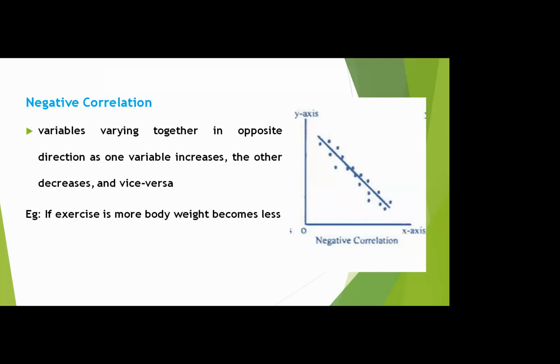If we exercise more, our body weight becomes less, right? In that same sense, if the value of a particular variable is increasing and the value of the corresponding variable is decreasing, this type of correlation is called negative correlation.